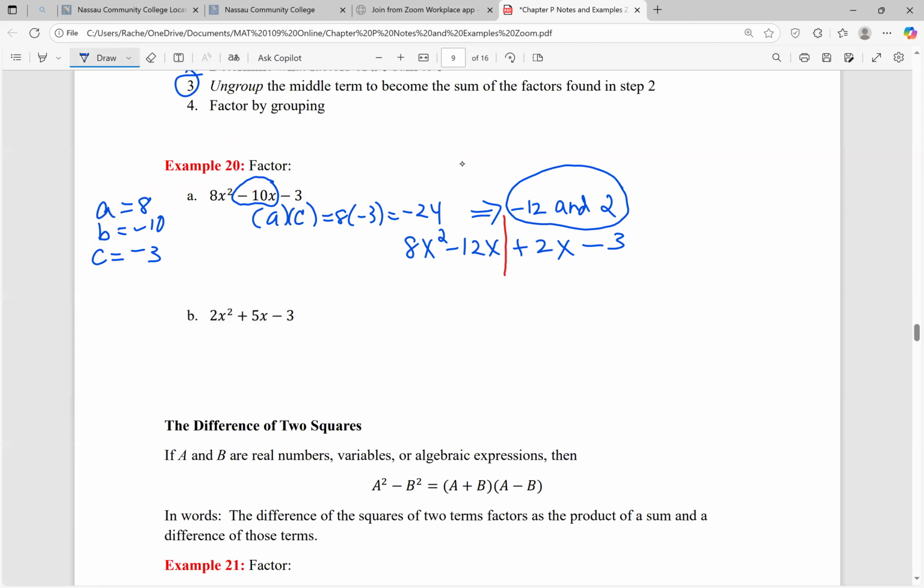So 8x squared minus 12x, I can factor out a 4x. And now I'm going to be left with 8x squared divided by 4x, which is going to be 2x. And then negative 12x divided by 4x is a negative 3. And look at the 2x minus 3. The only thing that's common to a 2x and a minus 3 is a 1. So let's factor out a 1 and then divide each term by 1. So 2x divided by 1 is 2x. Negative 3 divided by 1 is negative 3.